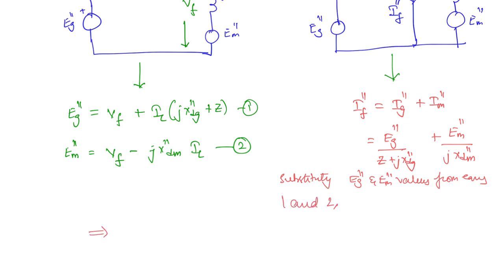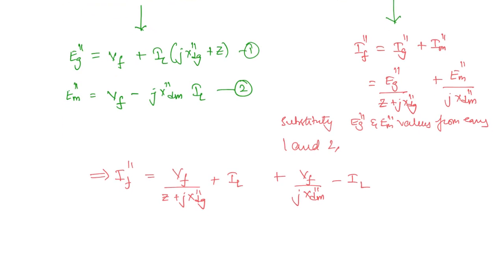We get something like this: If double dash is equal to Vf by Z plus Jx dg double dash plus Il plus Vf by Jx dm double dash minus Il. So what will happen here? This Il and minus Il will get cancelled. So this entire part is the current from the generator, which is Ig double dash. This entire part is Im double dash.